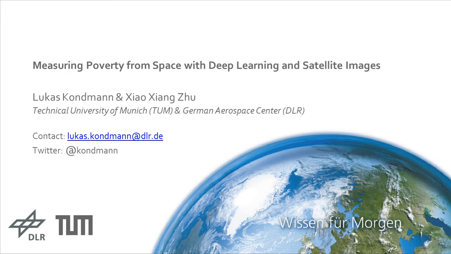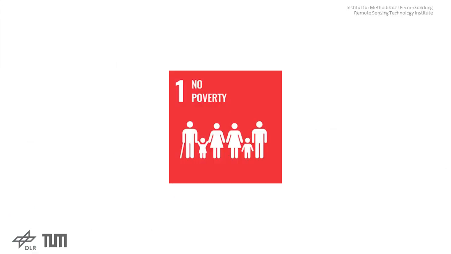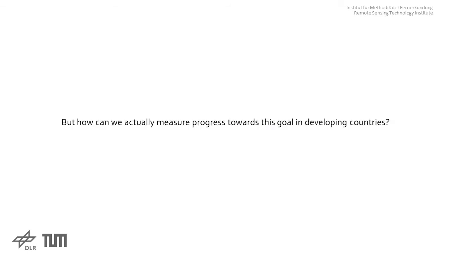I work at the TUM and the DLR on measuring the sustainable development goals from space. And today we're going to talk about the very first one of them, which is no poverty, a goal that basically anyone in the world can agree to. And the question now is, in practice, how do we actually measure progress towards no poverty, especially in developing countries?